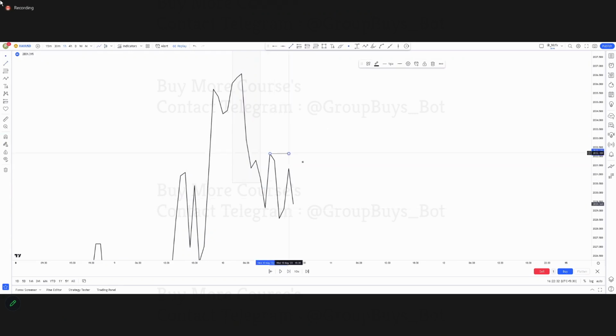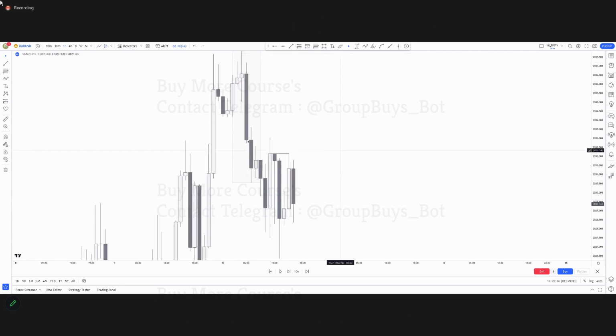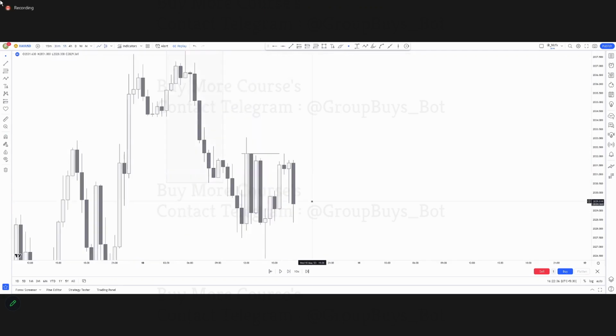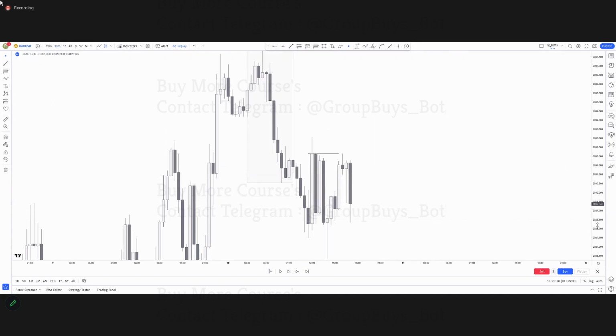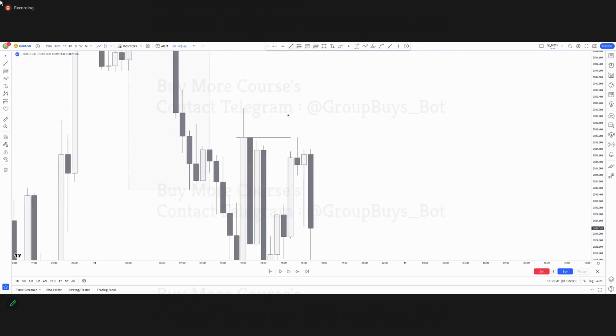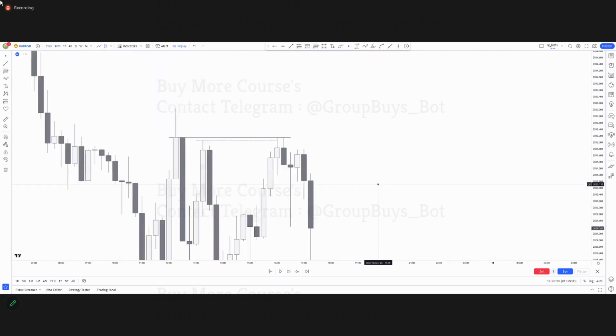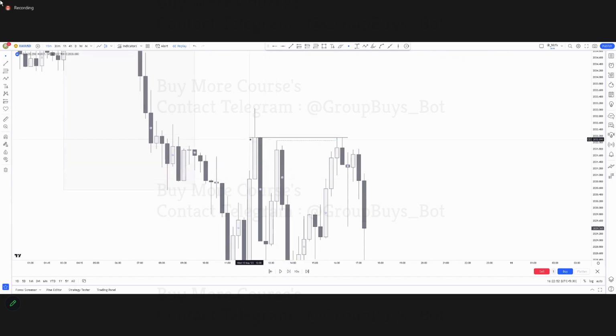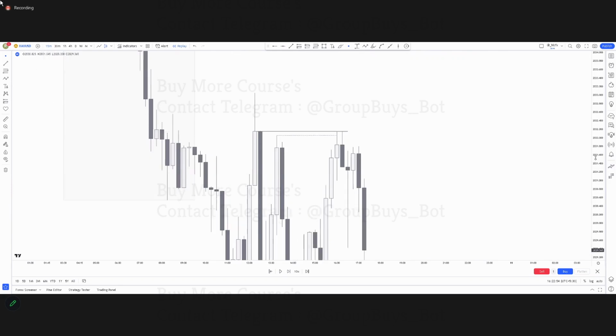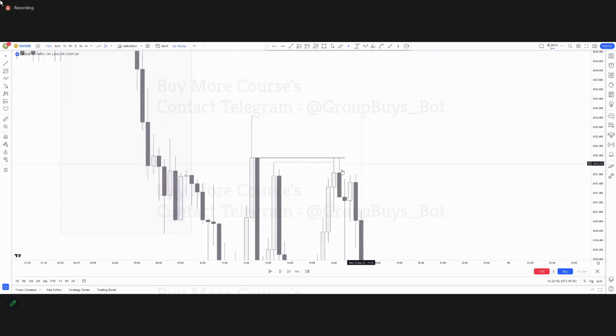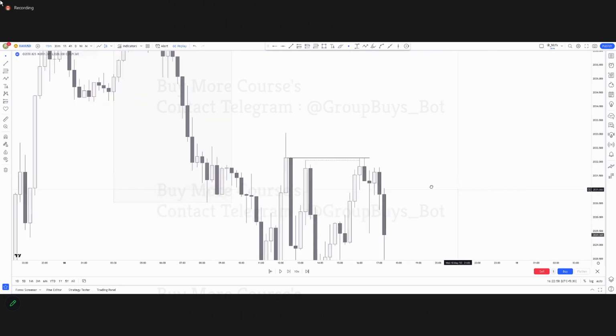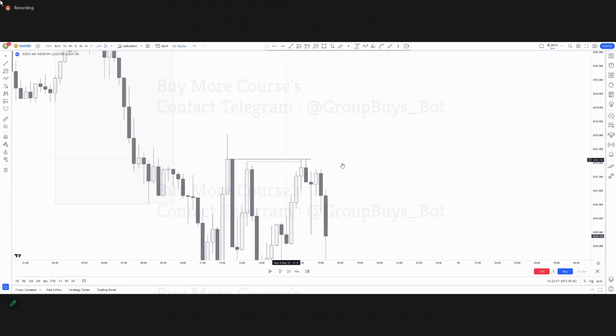So I will mark this as liquidity and I will combine it with internal range liquidities and classic SNR level. Yeah, this is SNR levels, right? Classic. So this is the SNR level. Okay, so price tapped here. I couldn't take trades from here because there was no trend line support. There was no trend line to support my entry. So I didn't put the entry here.